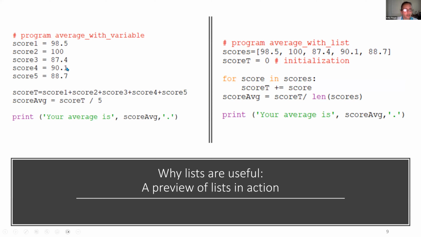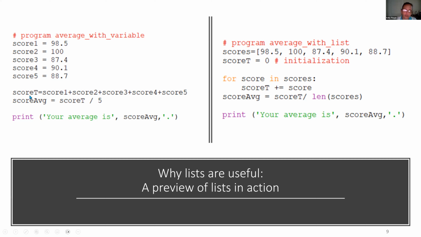So let's just take a look at these two programs here. Here is a program that's going to calculate an average score. So this might be, for example, an average test score. So let's suppose you have these grades in some class, score 1, 2, 3, 4, and 5, and you want to know what's my average in the class.